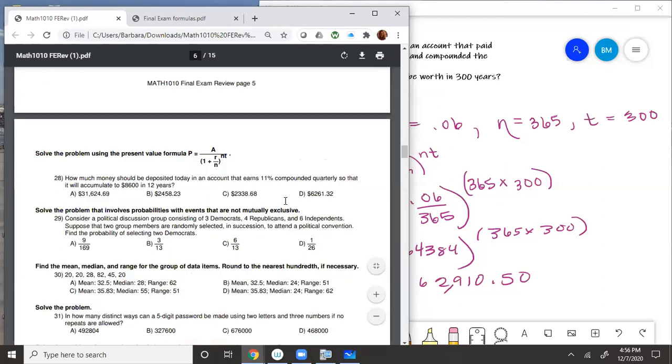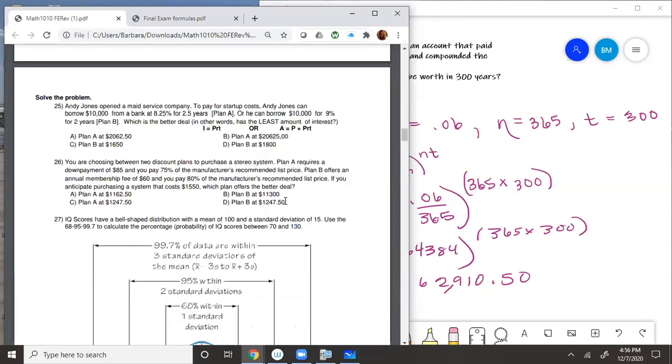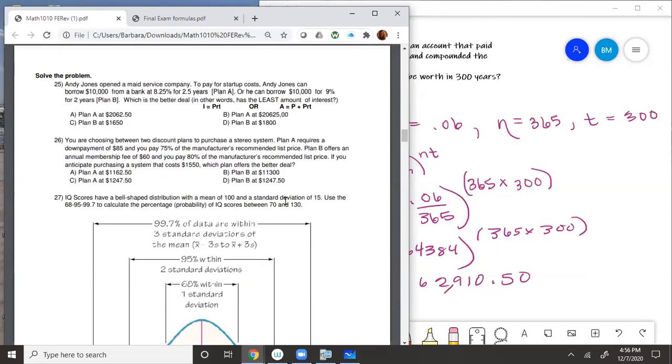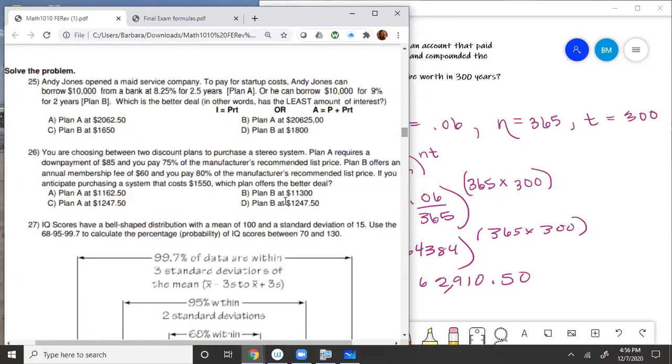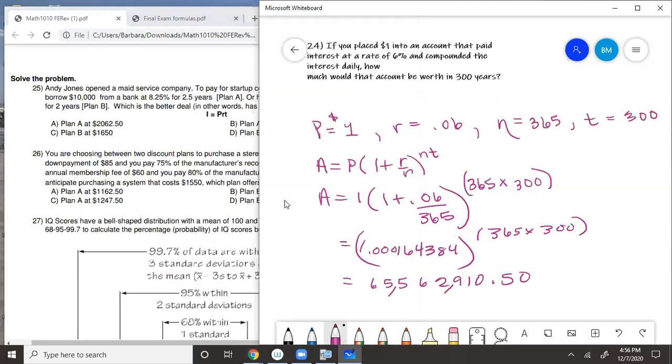I think we're just at 33 problems, so it's two pages here. Number 25, Andy Jones opened a maid service company. To pay for startup costs, Andy Jones can borrow $10,000 from a bank at 8.25% for 2.5 years. That's Plan A. Or he can borrow $10,000 at 9% for 2 years. That's Plan B. Which is the better deal?